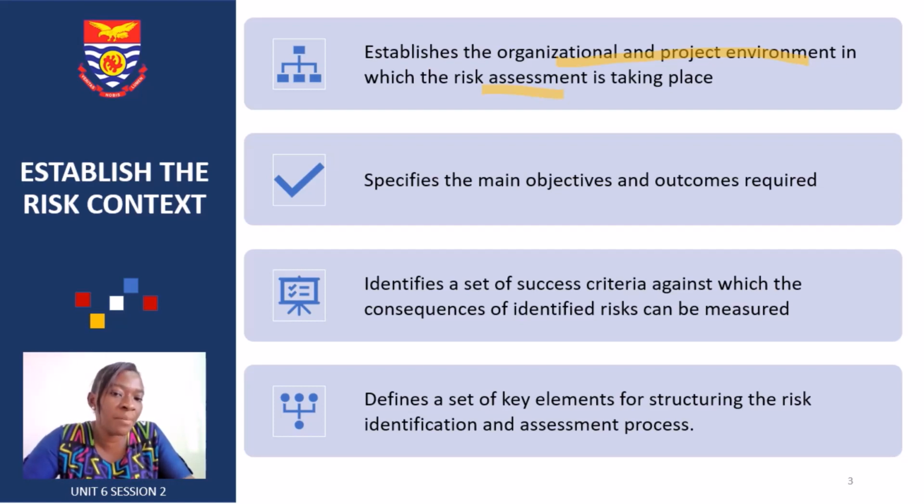So you need to know where that risk is coming from, and you need to be able to specify the main objectives or outcomes which are required. Then you go on to set success criteria against which the consequences identified can be measured. This is what we want to get just in case this thing happens. Now we should be able to identify some criteria to see that if we're able to do this, just in case this happens, then we've been able to solve it and we are doing a good job. And you need to be able to define the key elements for structuring your risk identification and assessment as well. These are very essential steps you need to consider when you want to look at the context of your risk.